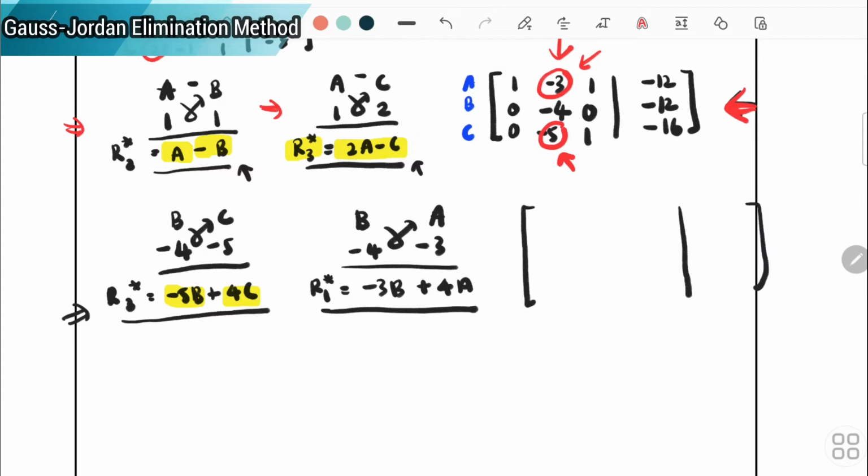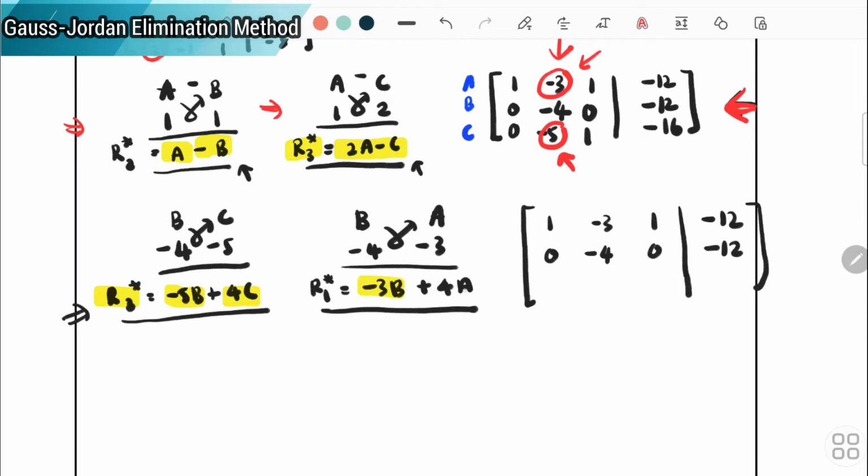The first row will be maintained from the previous part, so you just copy down 1, -3, 1, -12. We're not going to change anything for the first row. The second row will be the same as from the Gaussian elimination method, because we are using the same operation. So here you will get 0, -4, 0, -12. For the new R3, just calculate it by using this.